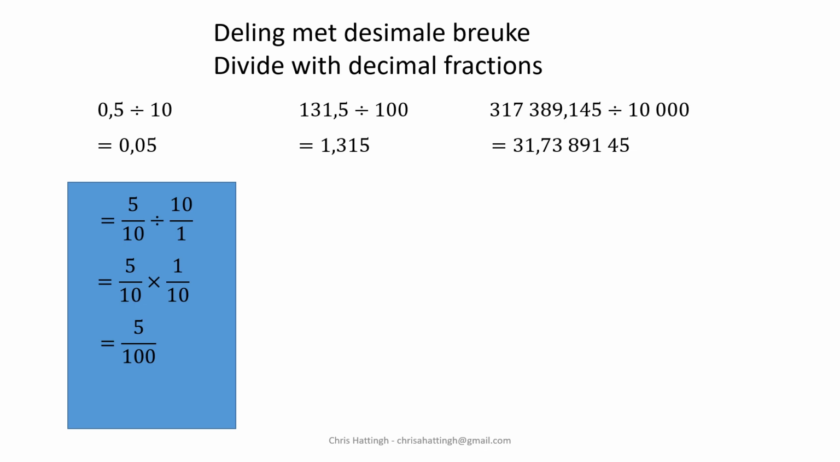The 100 has got two zeros, so you know your final answer needs to have two decimal places. So the answer will be 0,05. You don't have to show this calculation. You can directly just move the decimal comma.